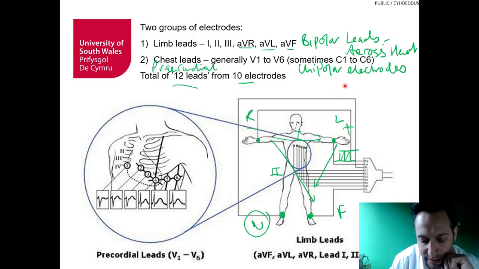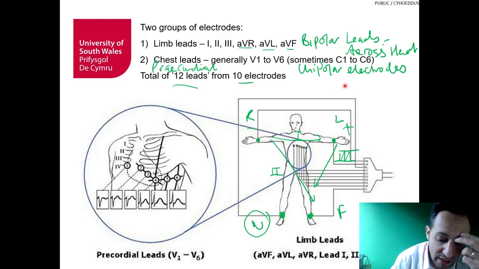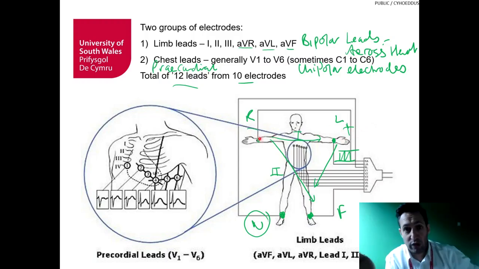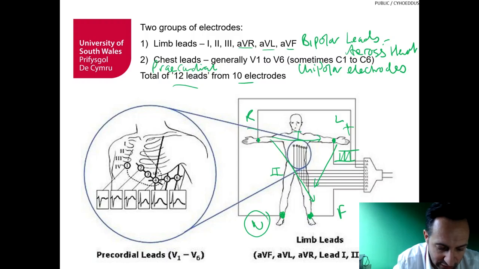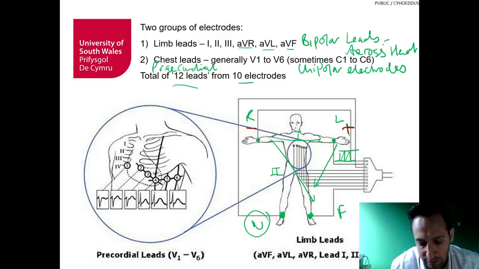So what we're saying is that these are just electrical vectors, and that if a vector is going towards an electrode, it's a positive. If it's going away, it's a negative. This is going to become really important when we start talking about cardiac axis later. So what we get, if I just change my ink color, is a negative and a positive. We've got for lead 2 a negative and a positive, and for lead 3 a negative and a positive.